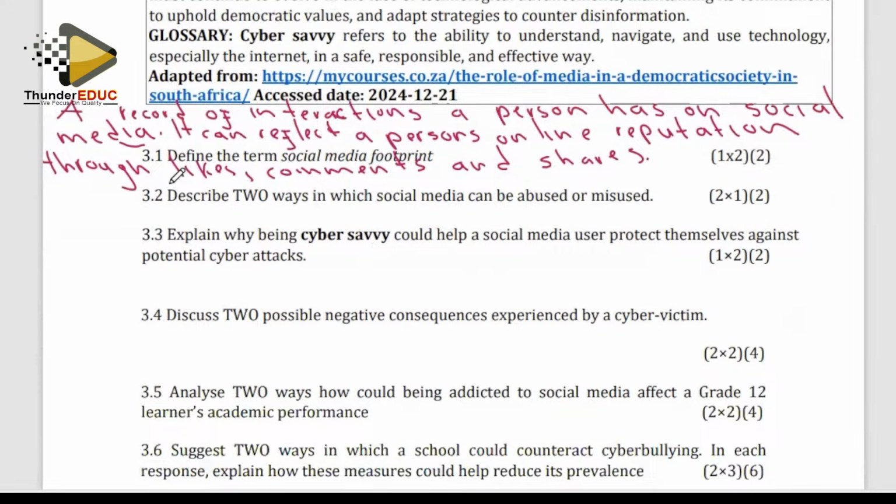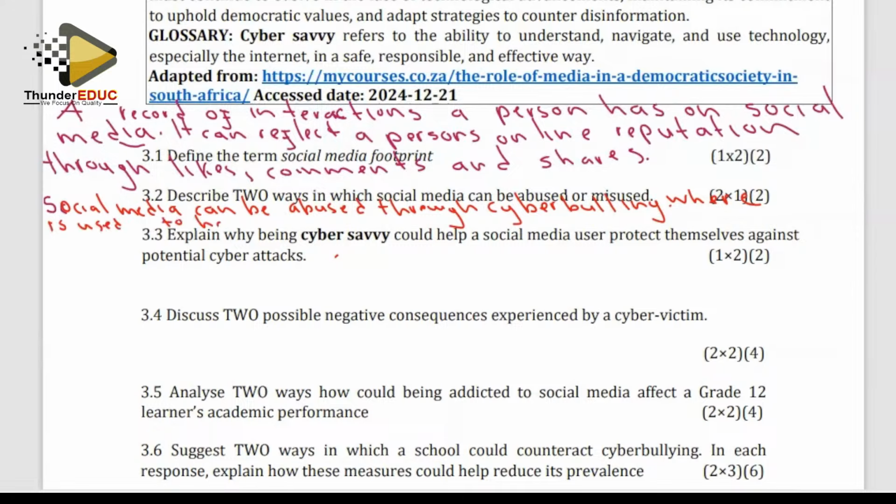Then 3.2, it requires us to describe two ways in which social media can be abused or misused. So social media can be abused through the following ways. It can be abused through cyberbullying. So that is number one, through cyberbullying, where people post hate. It can be where it is used to harass, offend, and harm. So that is the first way in which social media can actually be abused.